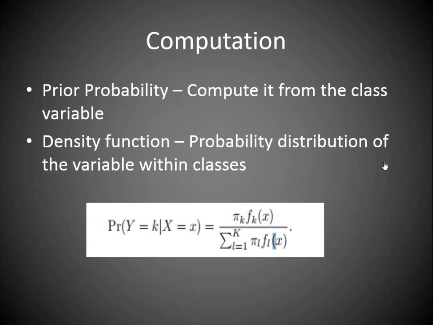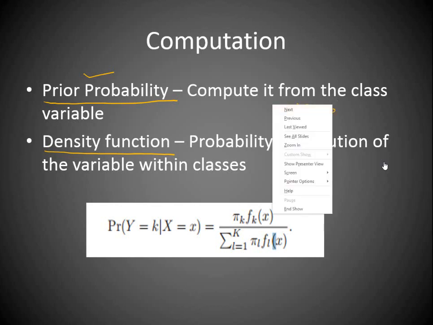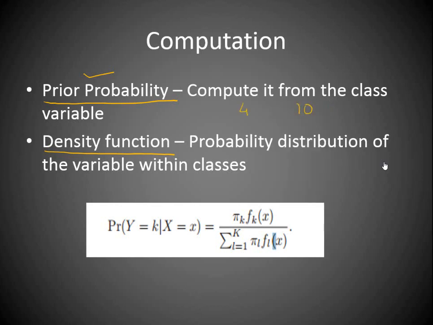Before that, a snapshot of how the computation happens. There are two terms involved in this case. One is the prior probability and the other one is the density function. Getting prior probability is very straightforward. You get it from the data itself. Say for example, you have got 10 observations and 4 are male and 6 are female.